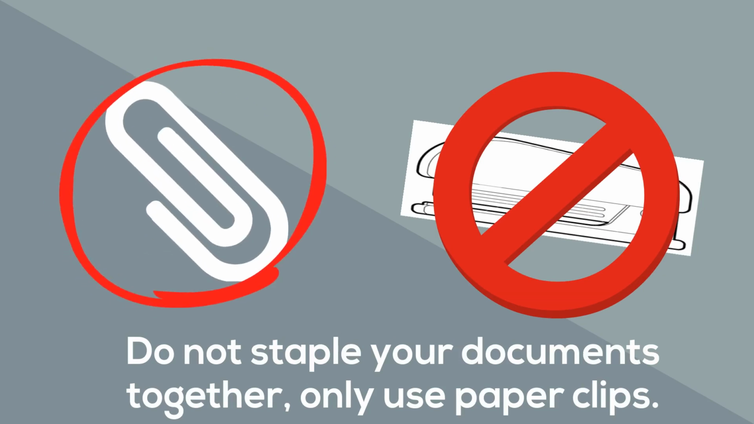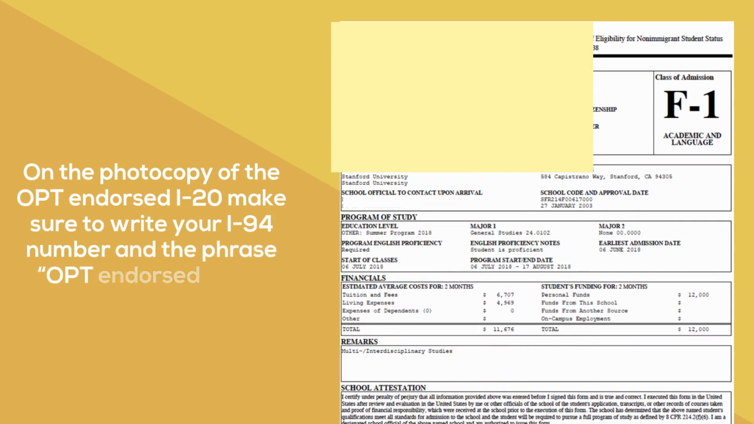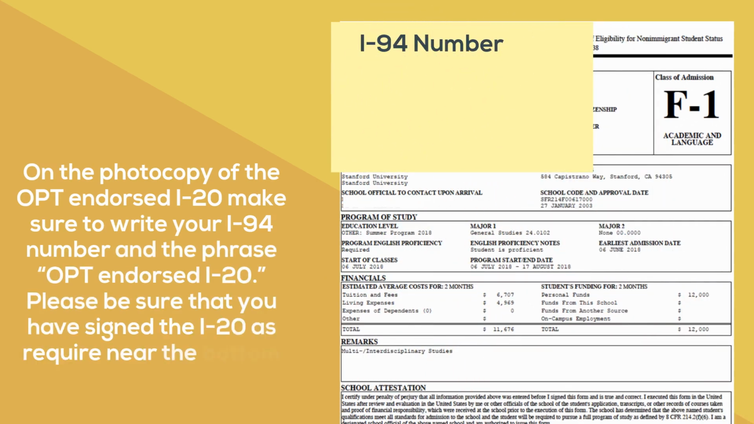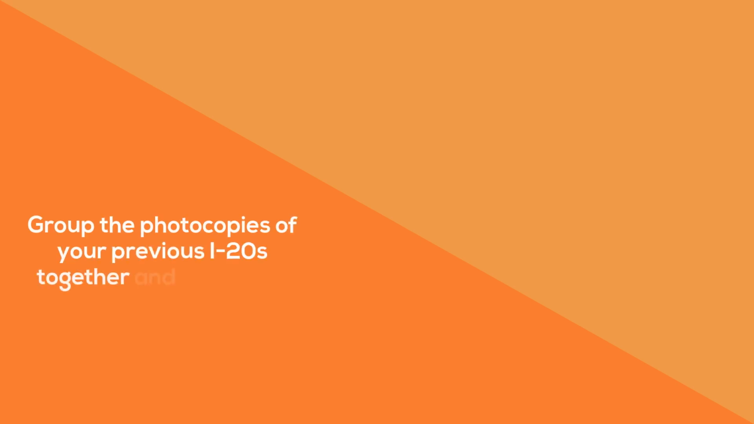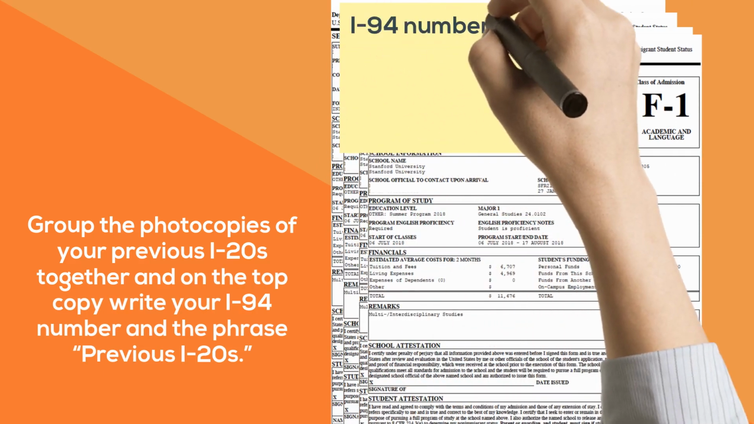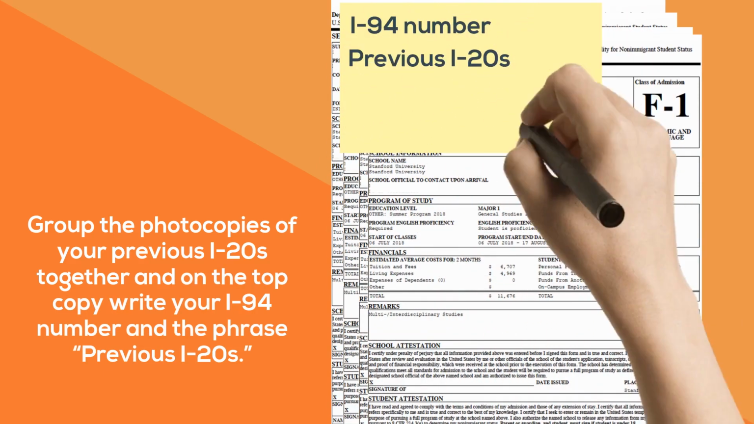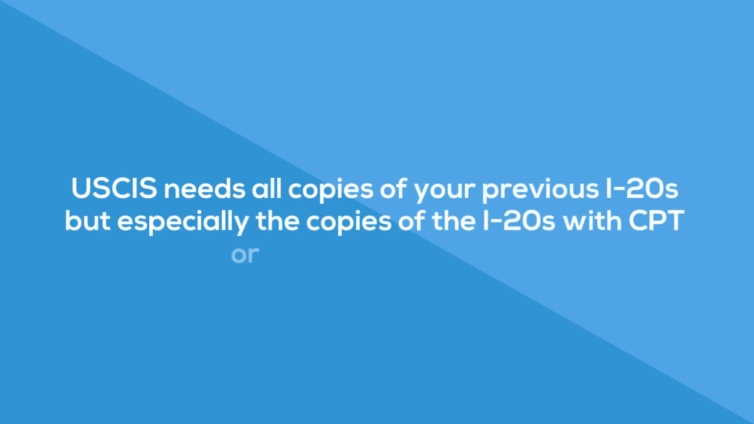Only use paper clips. On the photocopy of the OPT endorsed I-20, make sure to write your I-94 number and the phrase OPT endorsed I-20. Please be sure to sign the I-20 as required near the bottom of the first page. Group the photocopies of your previous I-20s together, and on the top copy write your I-94 number and the phrase previous I-20s. The application requires all copies of your previous I-20s, but especially those I-20s with CPT or OPT endorsement.